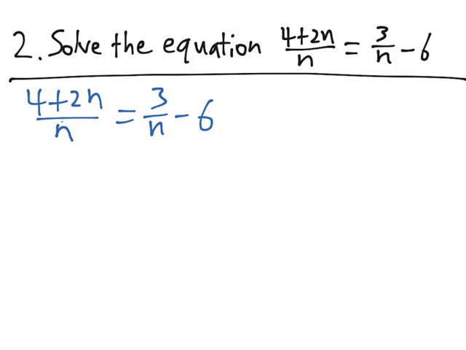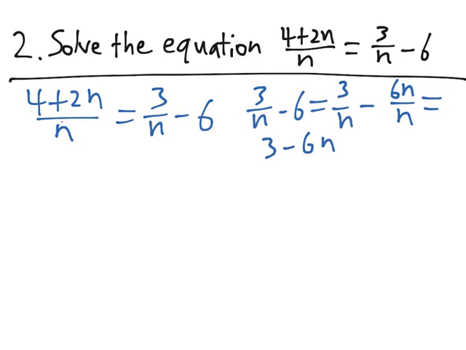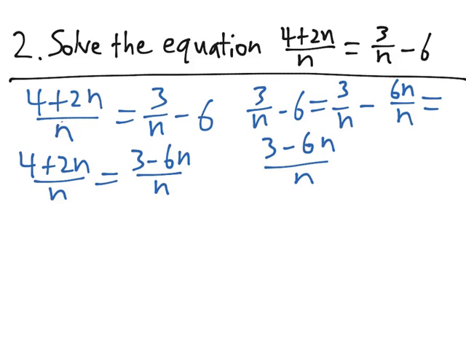But to do that, we need to turn the right side into a rational expression from the mixed state it's currently in. So 3 over n minus 6 is equal to 3 over n minus 6 times n over n. Now both terms have the same denominator, and we can combine them to get 3 minus 6n over n. So now we have 4 plus 2n over n equals 3 minus 6n over n.